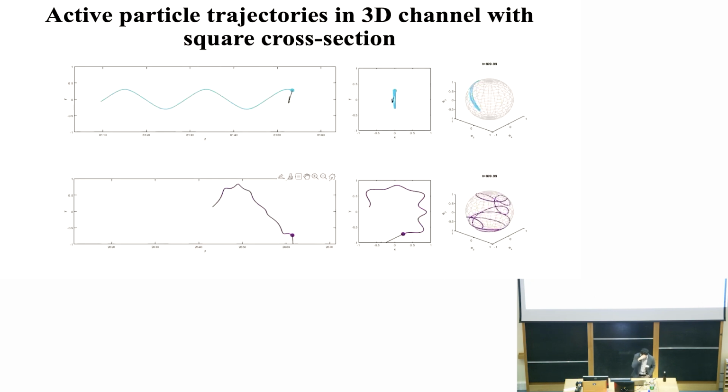So after these equations, let's see what the system does when we try to simulate the system. So you see 3 different plots here, and I'm going to start a video in a second.